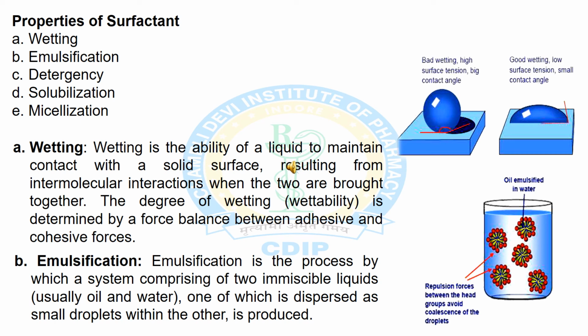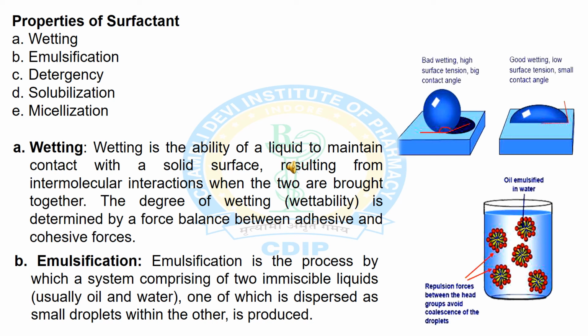As shown in the figure, when there is bad wetting, there is high surface tension and the contact angle is high. Whereas when the wetting is good, the surface tension is low and the wetting angle or the contact angle is small.